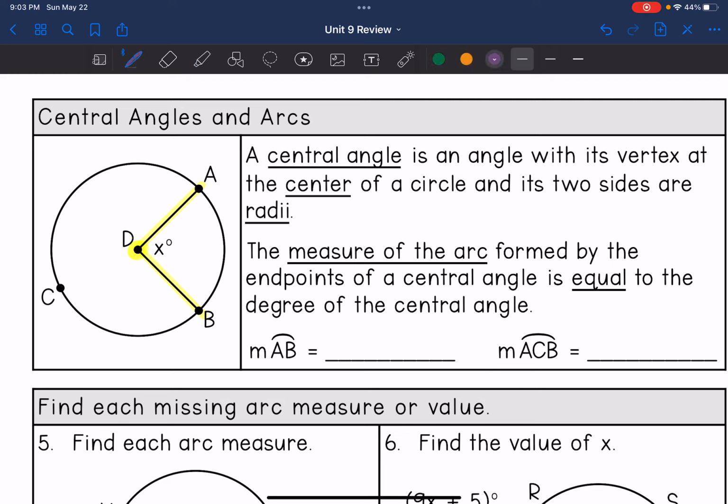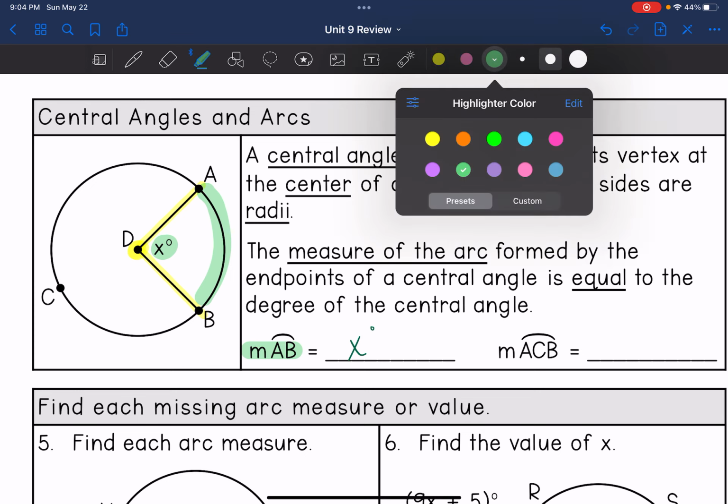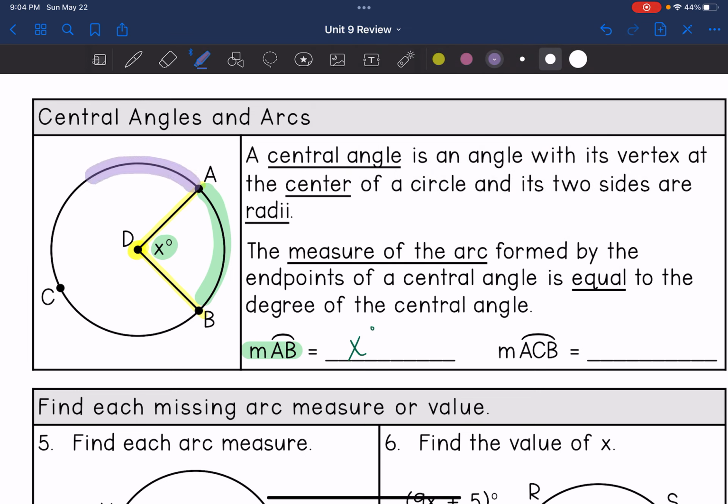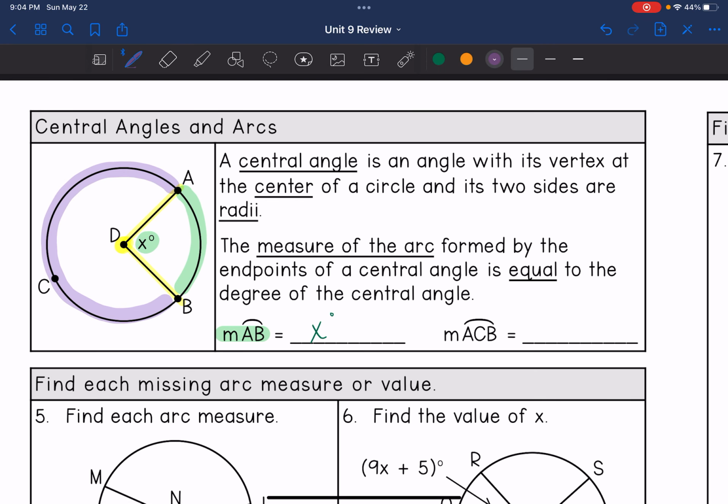So what that means is that the measure of arc AB, right here, that would be the same thing as this angle here. So it's just going to equal x degrees. Now for the measure of ACB, so just follow the letters A, C, B. So that larger part, you have to remember that circles make a total of 360. So we would have 360 minus x, and that would be the degrees of that arc.